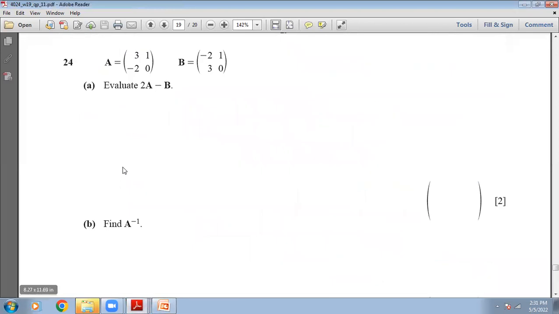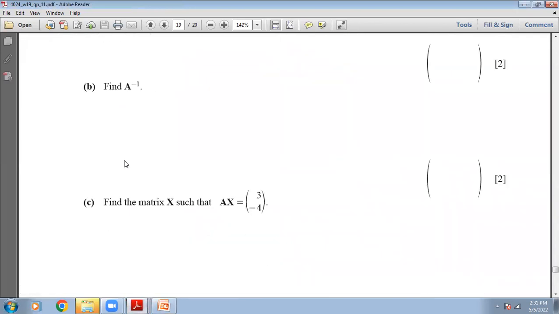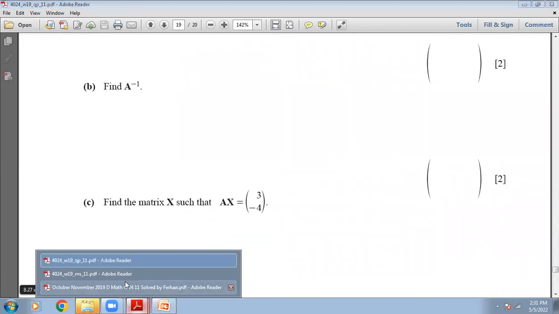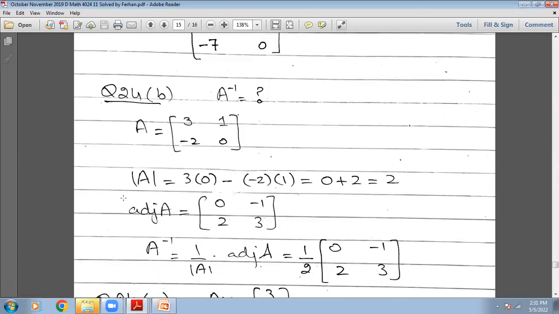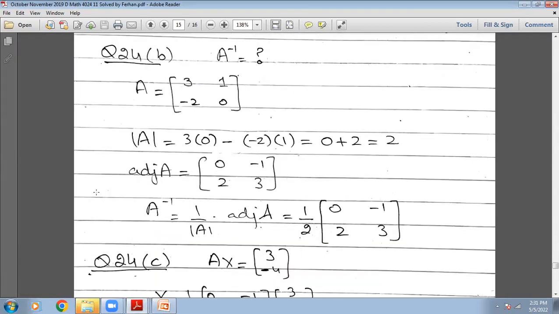Our answer is right. The next question they are asking is find the A inverse. For finding the A inverse, first of all, you will have to find out the A determinant, and then you have to find out the adjoint of A, and then the formula of A inverse is 1 by A determinant into adjoint of A.